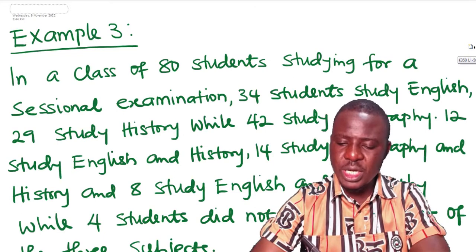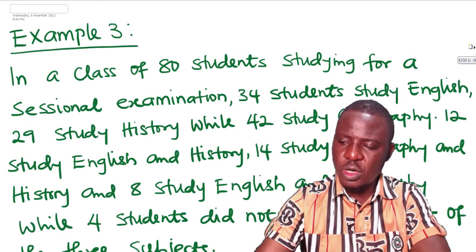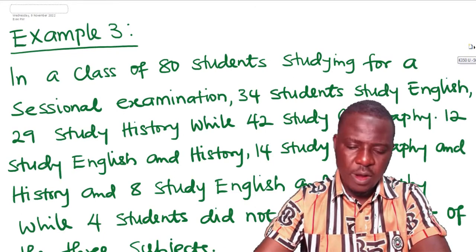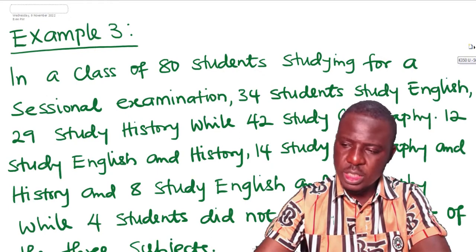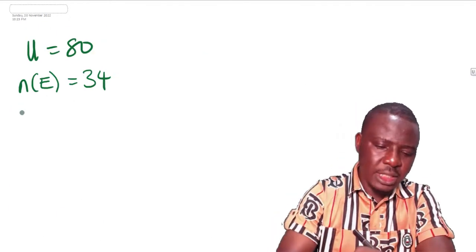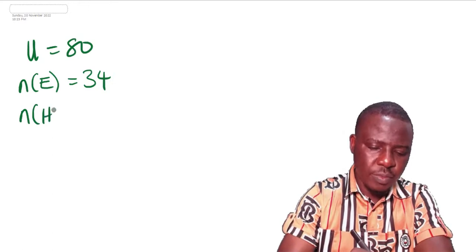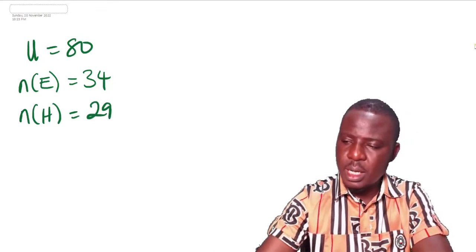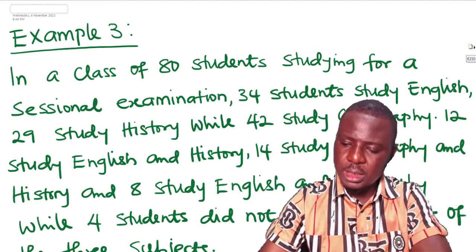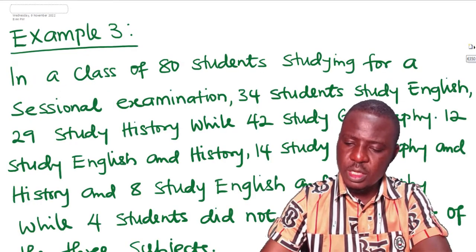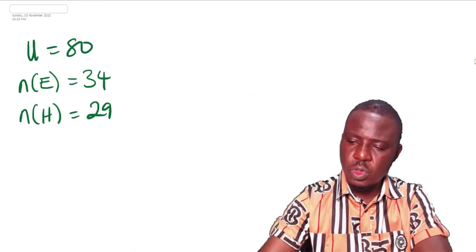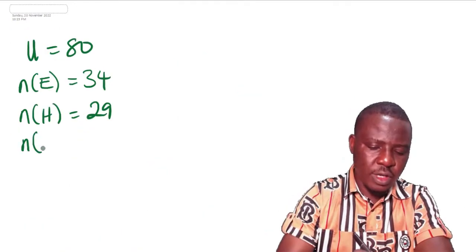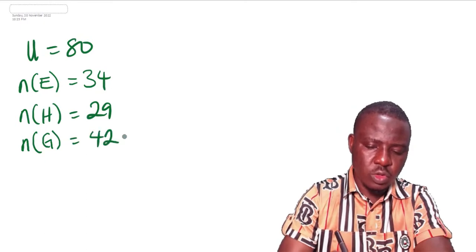29 study history and 42 study geography. Number of those that study history is 29. That is, n of H is 29. And n of geography, let's use G, is 42.